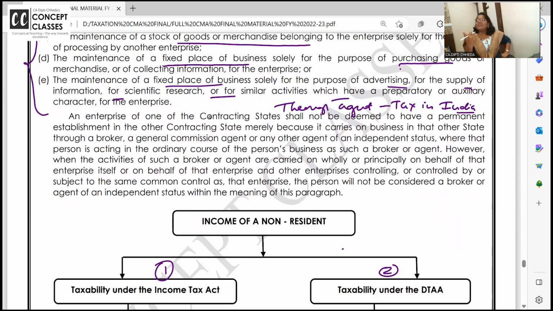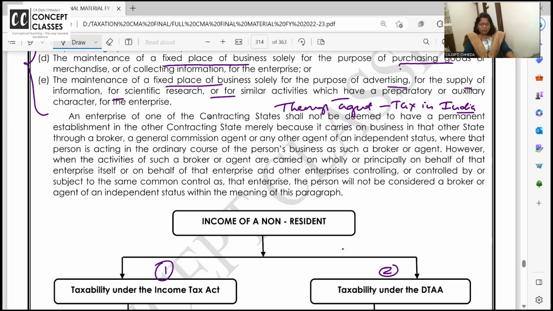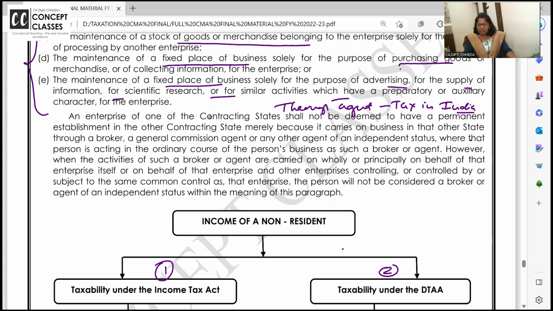I am teaching as if I finished DTA and I have gone into residential status. An enterprise of one of the contracting states shall not be deemed to have a PE in the other contracting state merely because it carries on business in that other country through a broker, a commission agent or other agent, where that person is acting in the ordinary course of business as broker agent. Matlab, if you are doing business in India through a broker agent, through a sole agent, if this person is the sole agent of a foreign company, he has to pay tax in India.